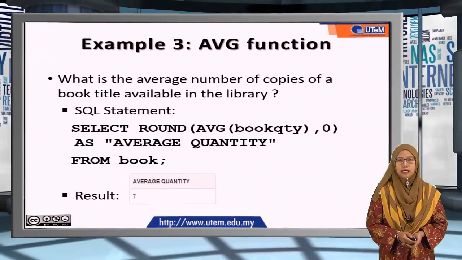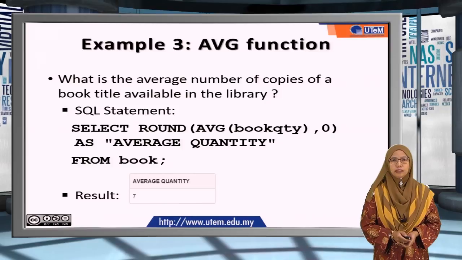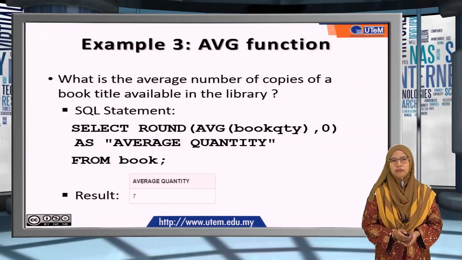From the previous slide, the average function returns the average number of copies of a book title as a decimal value, which is 6.75. We may want to get the integer value for the average number of book copies. We can use the round function as shown in the slide to get the rounded average value, which is 7.